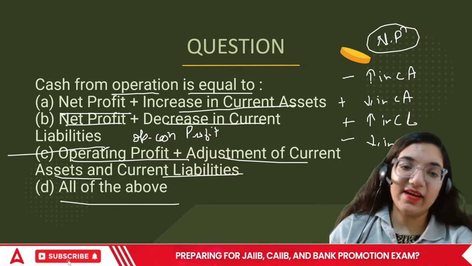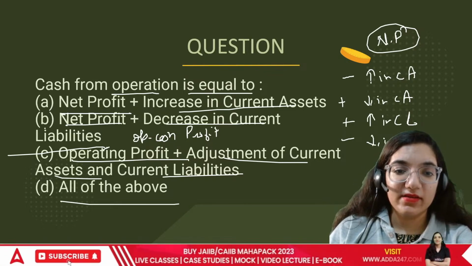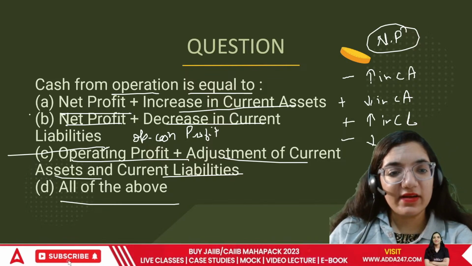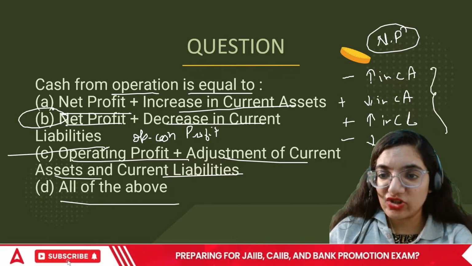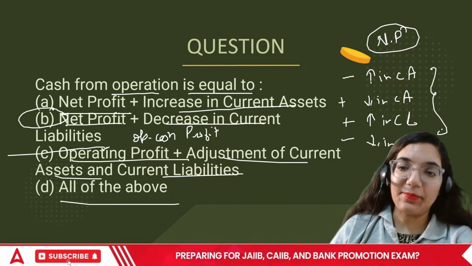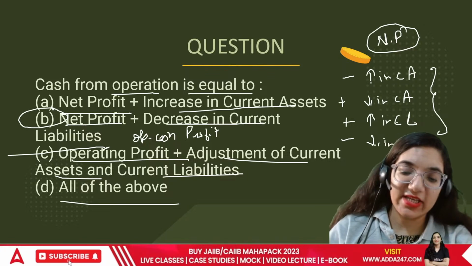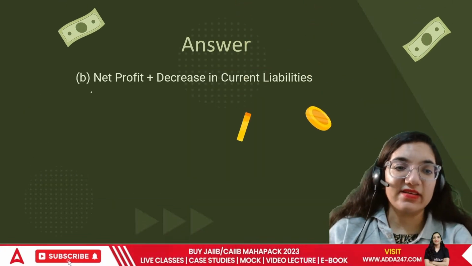So in this case, the correct answer would be decrease in current assets, plus. So I think I'll go for B. This is the area which is called adjustment for working capital changes. Okay? So this is the correct answer.